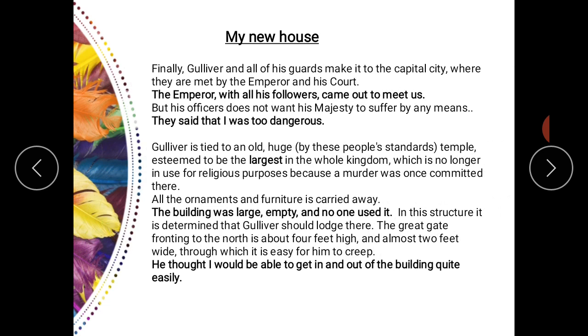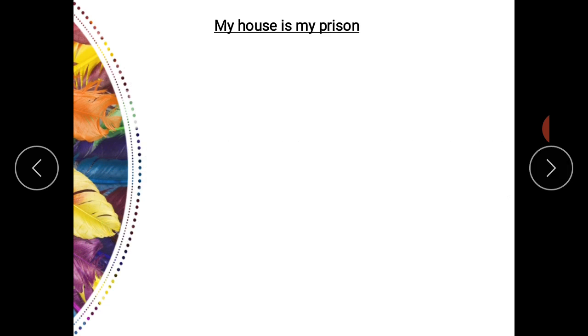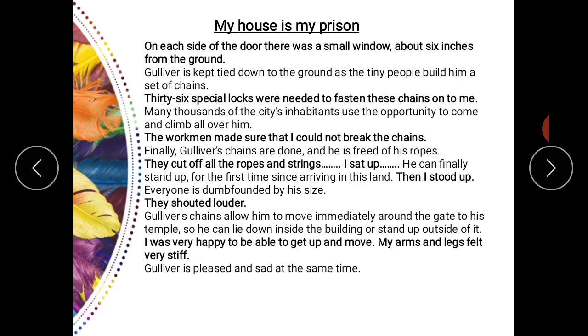In this building, it is determined that Gulliver should lodge there, he would stay there, he would live there. The great gate fronting to the north is about 4 feet high and almost 2 feet wide, through which it is easy for him to creep. He thought I would be able to get in and out of the building quite easily. My house is my prison. Although he was given a house, still it was a prison for him.